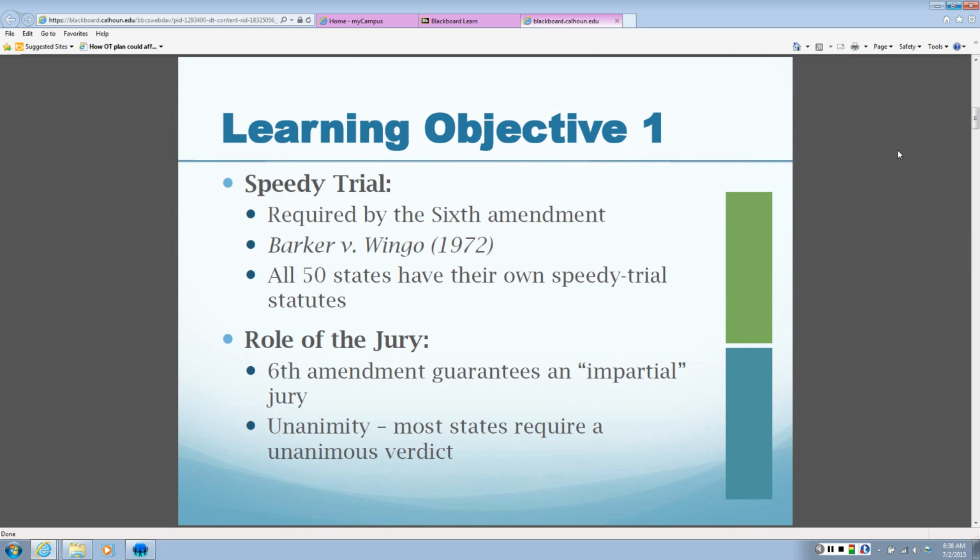The first is the right to a speedy trial. Now this is interesting because most people laugh when they say speedy trial, because it seems like it takes forever for some cases to go to trial. The simpler the case, the quicker it goes to trial. The more complex the case, the more things that have to happen before a trial can actually begin.